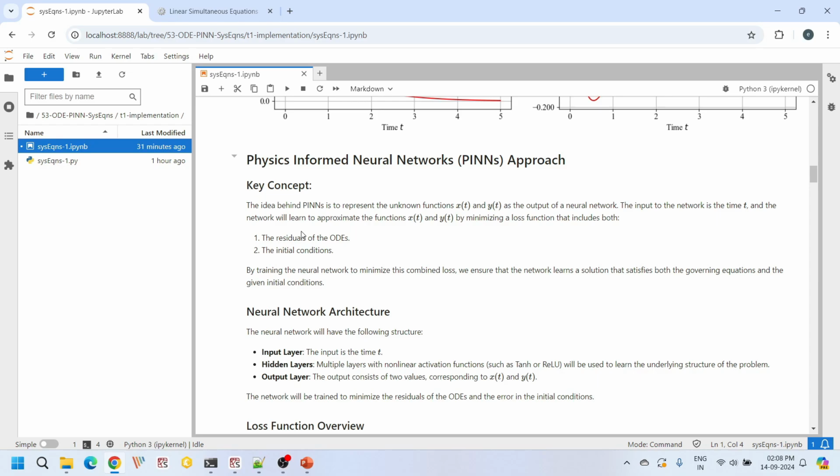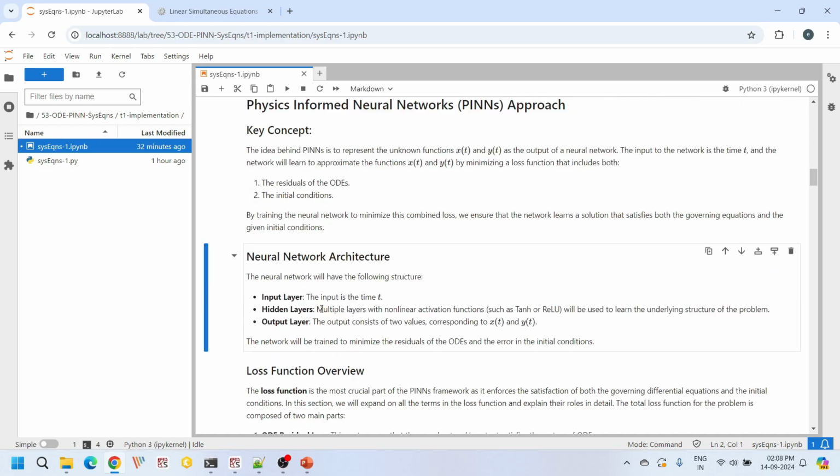The basic idea of PINNs is very simple. We will set up a neural network. A neural network consists of an input layer, some number of hidden layers, and the output layer. In this particular example, the input layer consists of only one neuron, that is time, and here we define some number of hidden layers. You can define any number of hidden layers, that's up to you. But one thing we have to remember is that as you increase the number of hidden layers and the number of neurons in each hidden layer, the overall learning process takes more time.